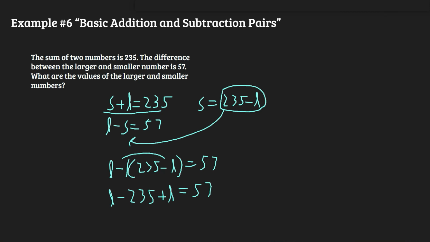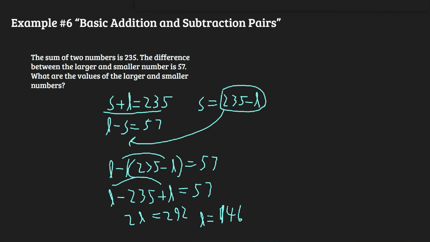So the first thing I'm going to do here, let's combine our two L's here. So L plus L is 2L. And then I'm going to add 235 to both sides. So 57 plus 235 is equal to 292. And then I'll just divide both sides by 2 here, and I'll get L is equal to 146. So L is equal to 146.